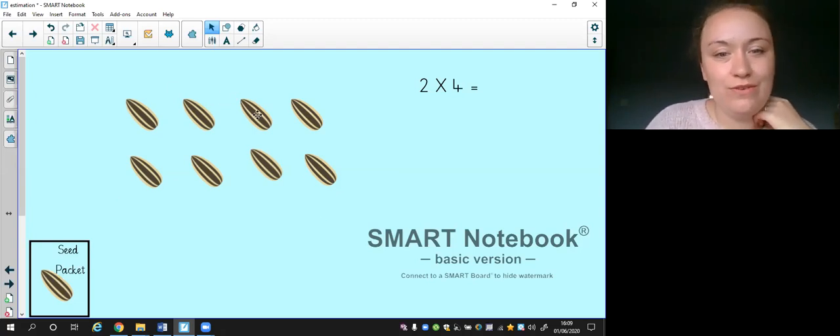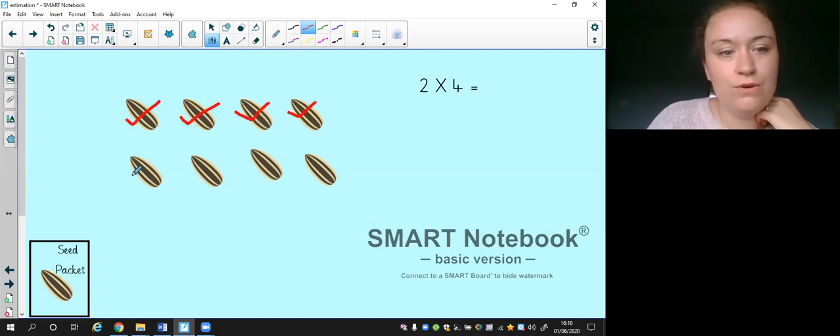1, 2, 3, 4, 5, 6, 7, 8. Are you doing careful counting? Remember, if you need to make sure that you're doing careful counting, tick them off as you go along. 1, 2, 3, 4, 5, 6, 7, 8. 2 rows of 4 makes 8. Easy peasy, lemon squeezy. Should we keep going then and get a little bit quicker?